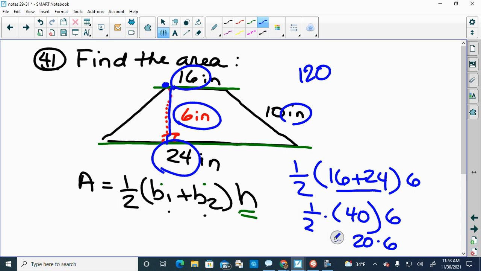And because we have inches, it doesn't stay as just inches. When you're finding area, it's squared. Sometimes they might trick you on the multiple choice ones and put just inches. That would be wrong. When you're finding area, you will always see that square. So it's 120 inches squared.